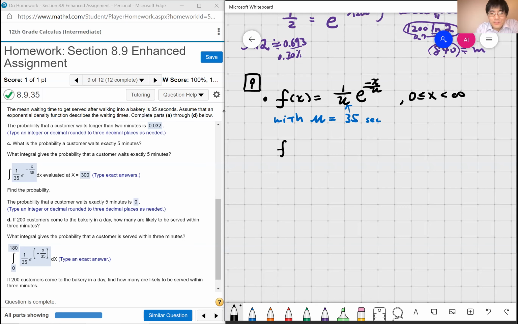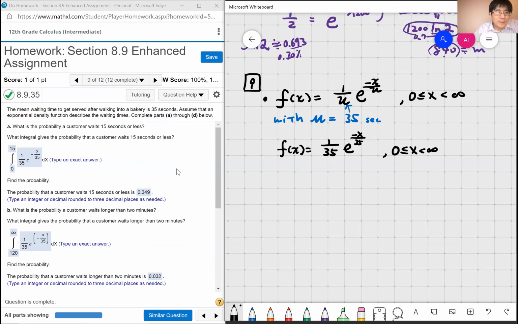So in this problem, we have a specific value for mu. So we are just going to use this function for x greater than or equal to 0. Okay. Now let's answer the problems. Part A. What is the probability a customer waits 15 seconds or less?